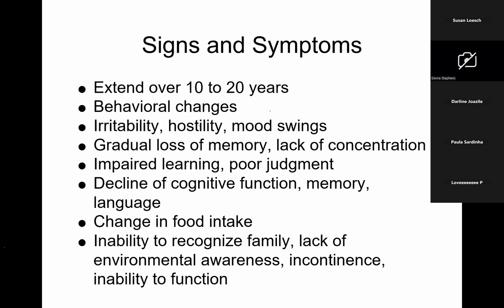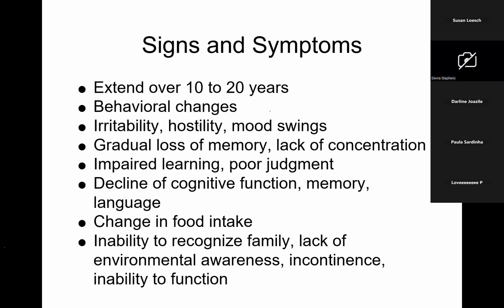Signs and symptoms. So this usually goes on over a long period of time, 10 to 20 years. In the early stage, they'll just start to have a memory loss and a lack of concentration. They have dysfunction in the ability to learn information and to reason. They can have behavioral changes. So we'll see things like irritability, hostility, or mood swings. And then cognitive function is affected here, memory, language skills, problem solving skills, judgment, all poor.